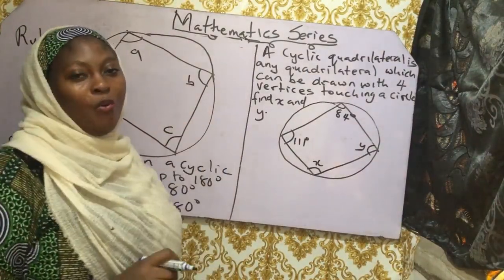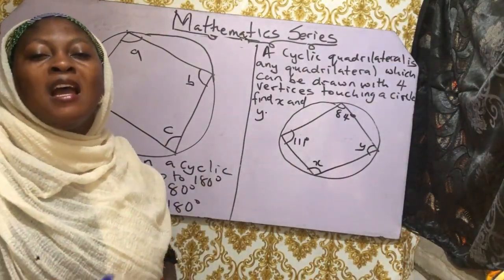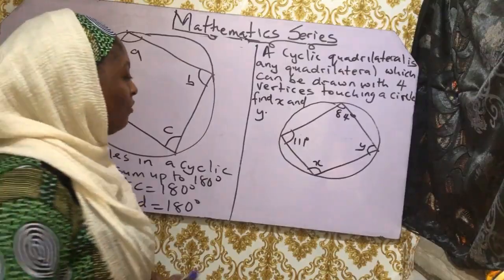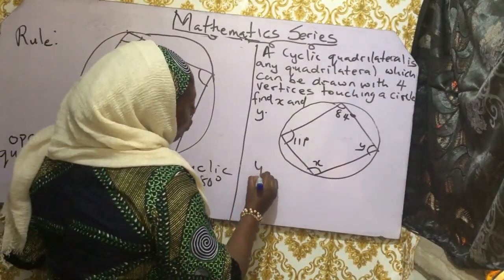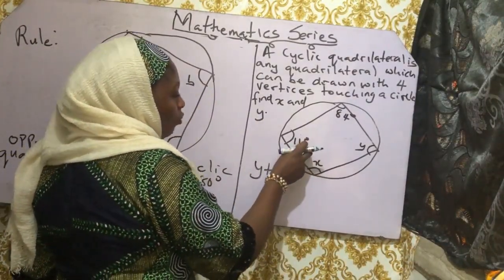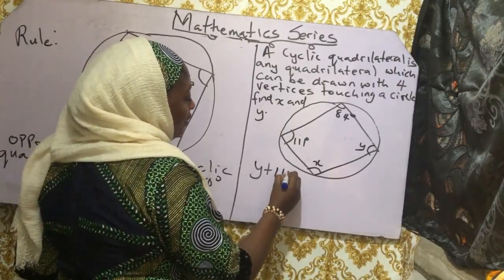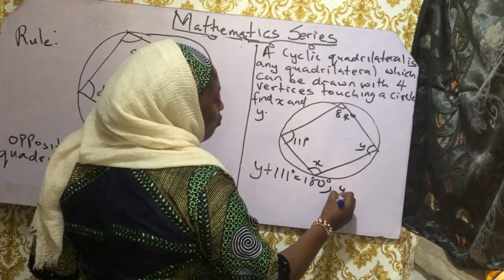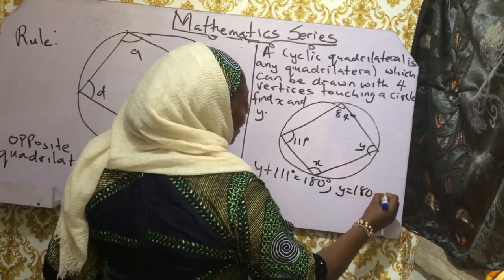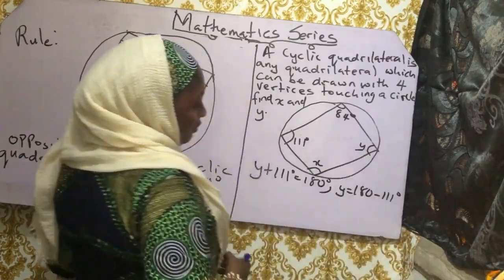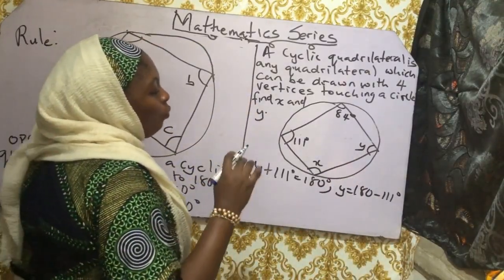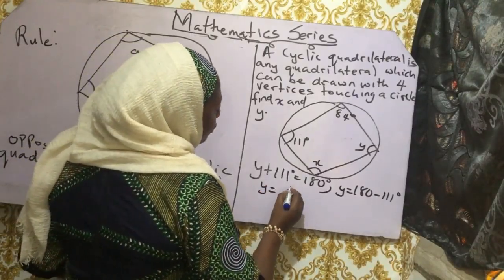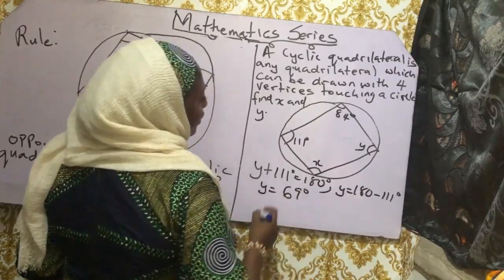So, how do we find angle Y? Since we have learned the rule that opposite angles in a cyclic quadrilateral add up to 180 degrees, Y, which is opposite 111 degrees, adds up with it to 180 degrees. Angle Y will be 180 minus 111 degrees. So we subtract 111 degrees from 180 degrees, and we have angle Y equals 69 degrees.